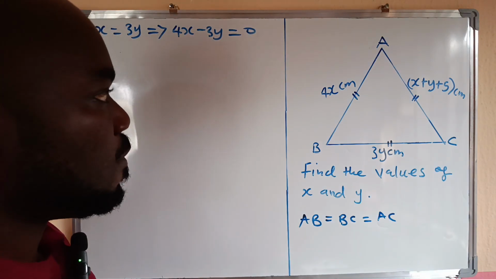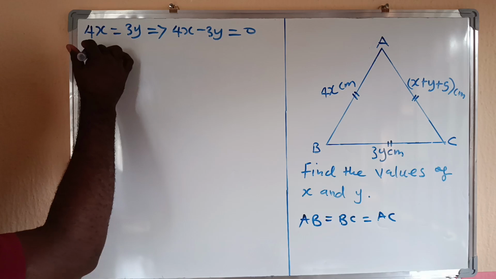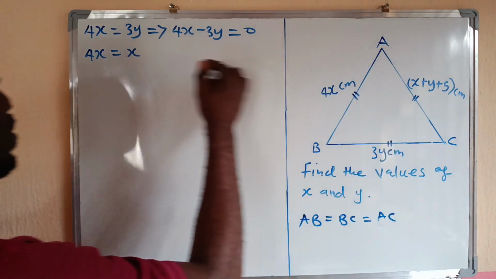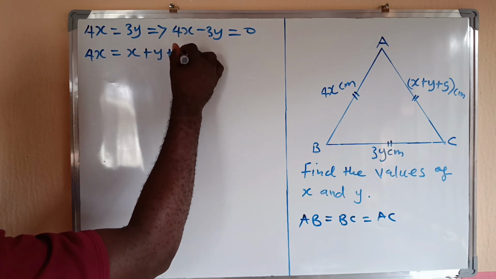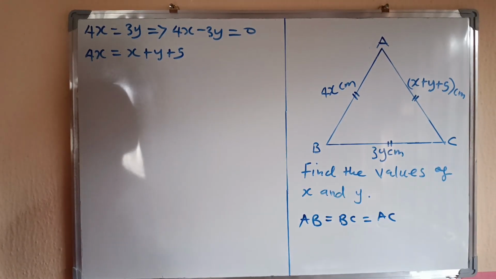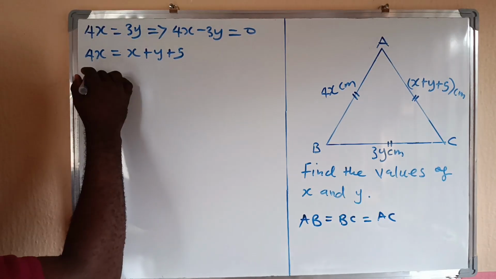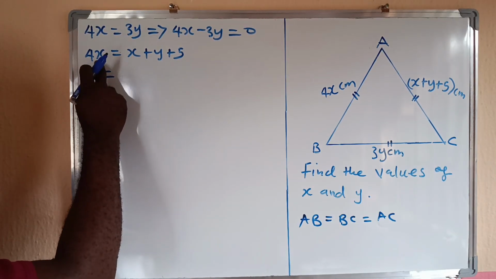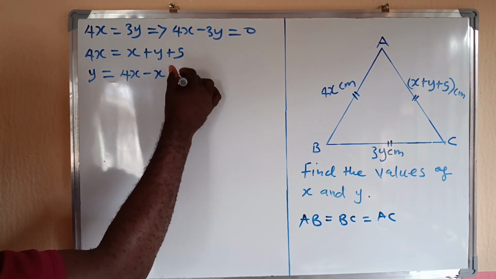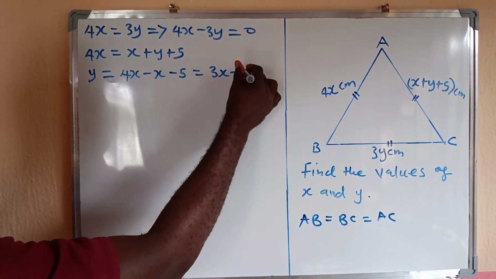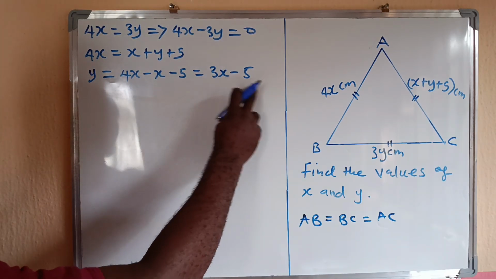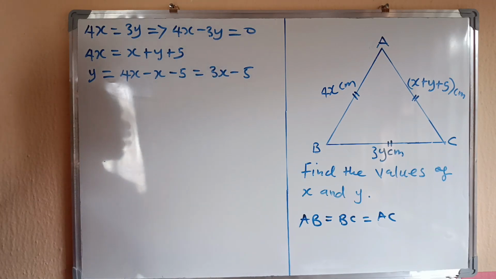That's our first equation. 4x will be equal to x plus y plus 5. And so if I do a transformation by making y the subject, my y will be equal to 4x minus x minus 5, which gives me 3x minus 5. So wherever I see y, I'll substitute 3x minus 5, which is in equation 1.